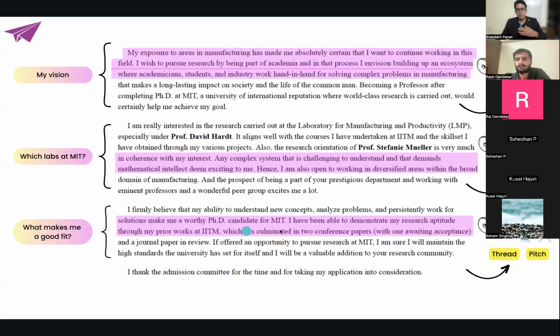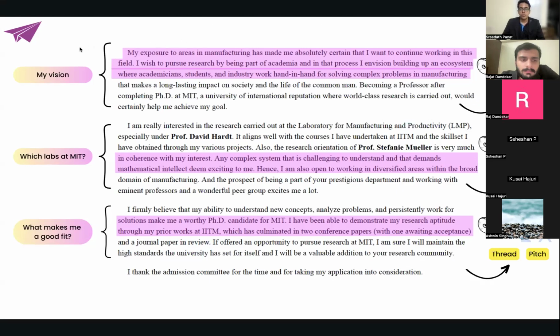I had also done one more thing, which was summarizing my accomplishments. So I have been able to demonstrate my research aptitude through my prior works at IITM, which has culminated in 2 conference papers, one awaiting acceptance, and a journal paper in review. The reason I mentioned this is just in case people have forgotten what they read in the previous paragraphs, I wanted this one sentence to serve as a reminder, because they are reading so many SOPs. They may have completely forgotten what they just read. So I just wanted to make sure that was not the case.